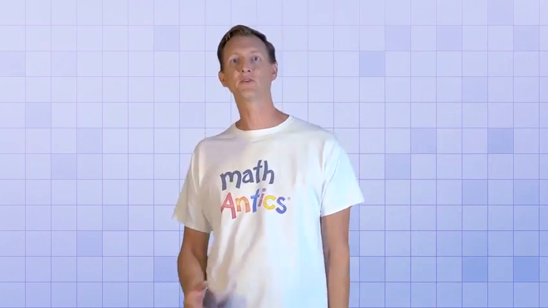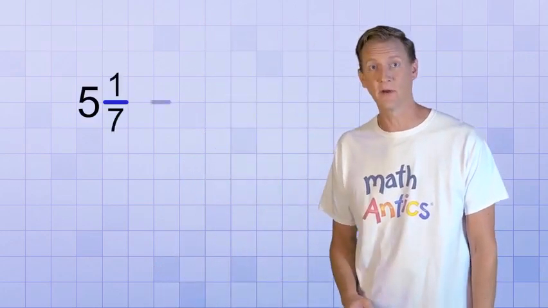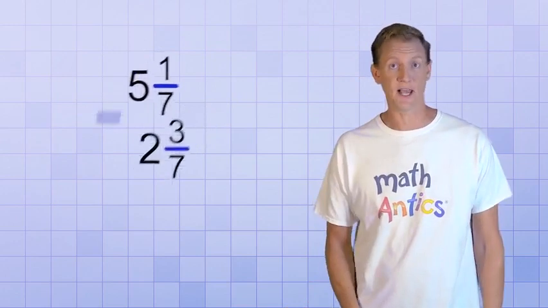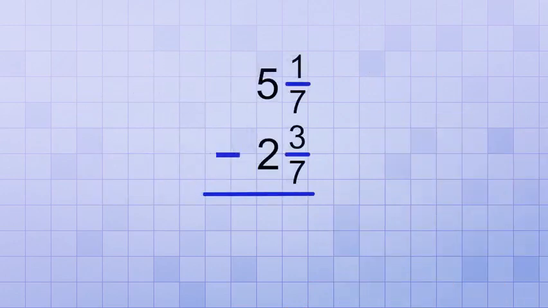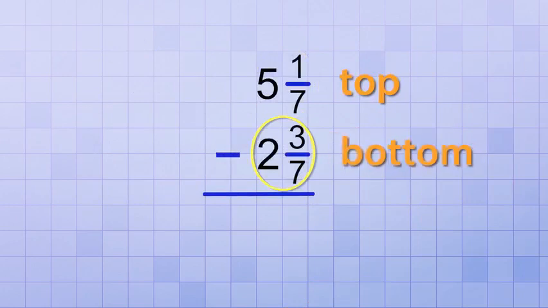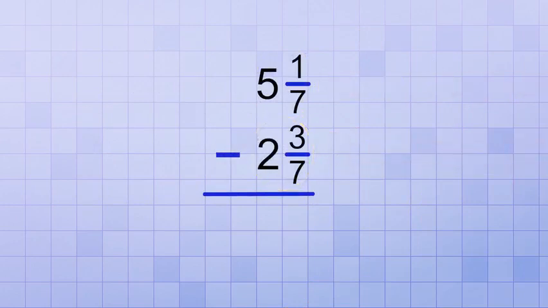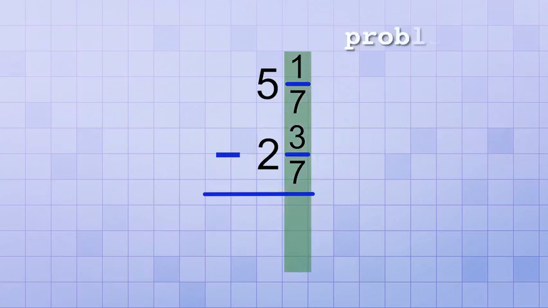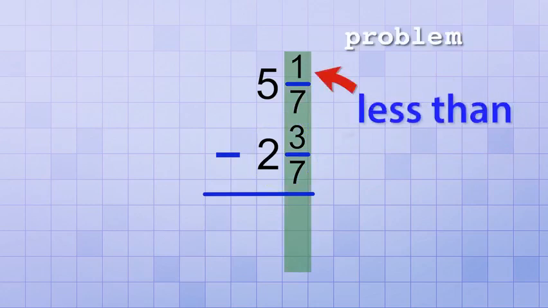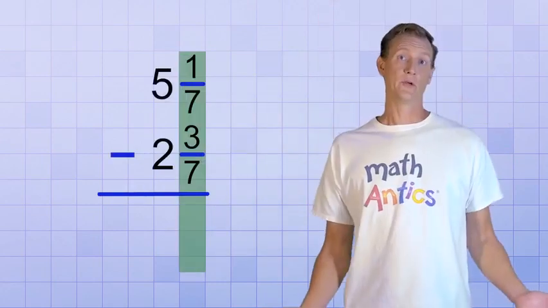For example, let's try the problem 5 1/7 minus 2 3/7, and let's use stacked form again. We're starting out with 5 1/7, so it goes on top, and 2 3/7 goes on the bottom. But when we try to subtract the fractions column, you'll see that we have a little problem. 1/7 is less than 3/7, so we can't subtract it without getting a negative number, which we'd really like to avoid. So what do we do now?